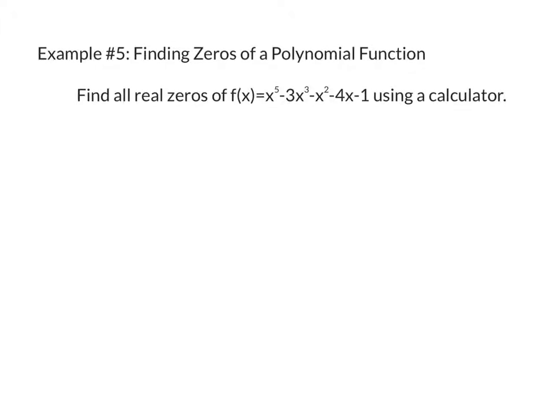Okay, so we're going to find all the zeros once again, and this time we're only going to use the graphing calculator. So to find all the real zeros, your steps are, first of all, you need to type this into your calculator. So we would have x to the 5th minus 3x cubed minus x squared minus 4x and then minus 1.